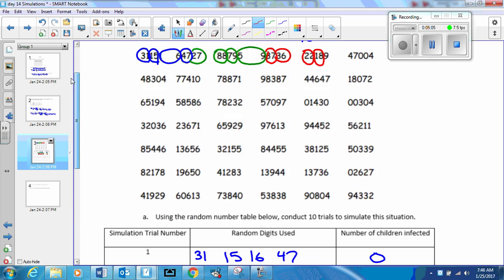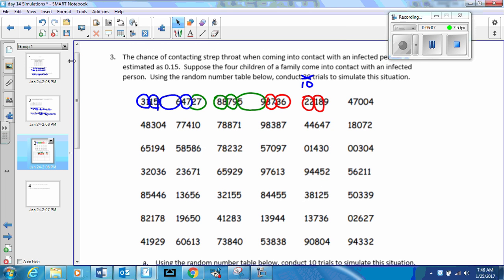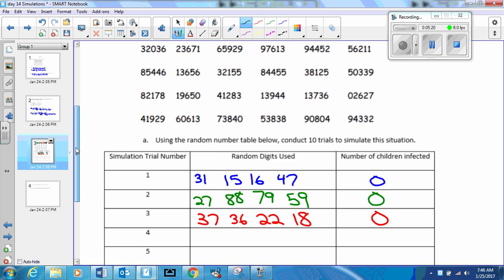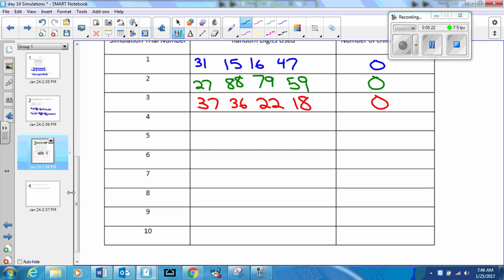Okay, our next simulation, we have 94, 74, and 48. Remember, you continue on to the next row when you're done with that top row. So writing those digits down, I have 94, 74, and 48. In this case, I do have one child that would get strep throat.